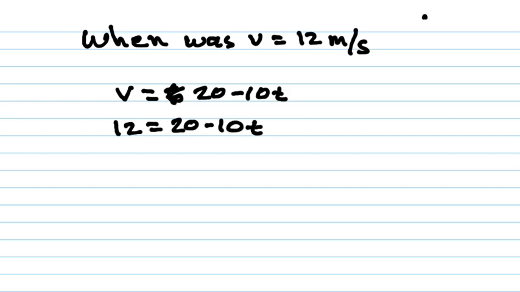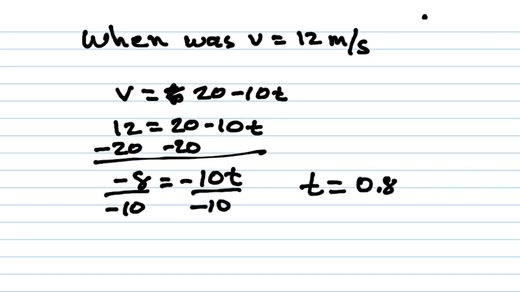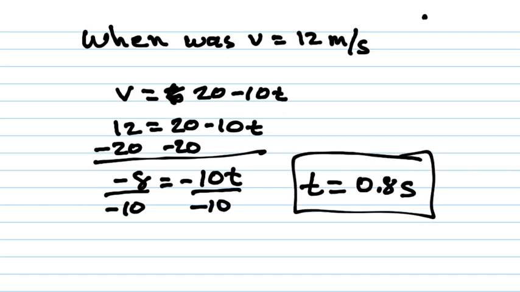0.8. 0.6? Okay, maybe it was 0.6. Subtract the 20. Divide both sides by -10. I hate that, but okay. And that gives us t equals what? 0.8. 0.8 seconds. Excellent.